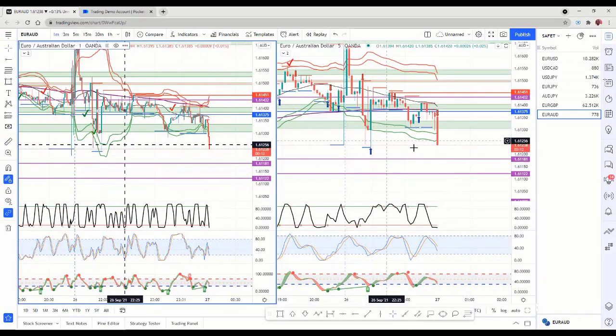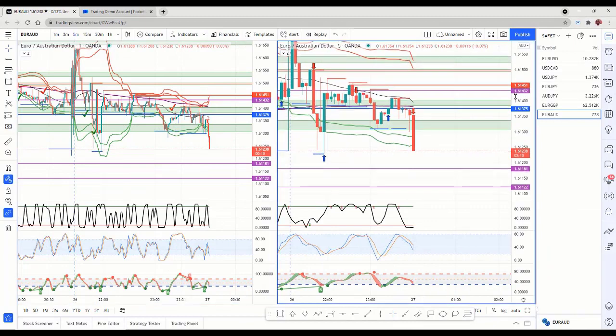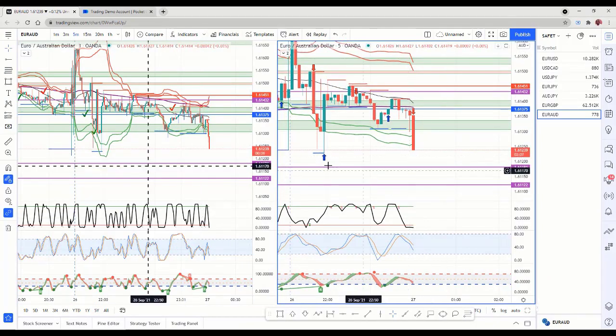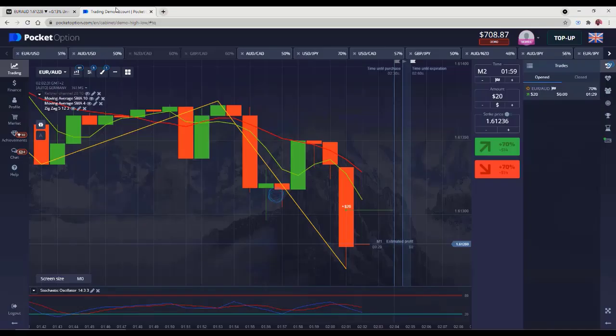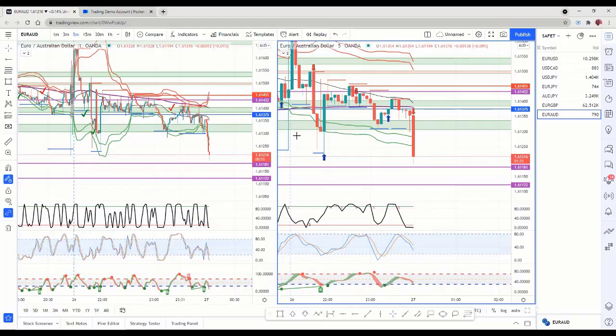Okay, but this is basically what we really needed to know concerning support and resistance. This is what we strictly have to know. If it comes here now, I'm going to take it. Wow, it's coming here.